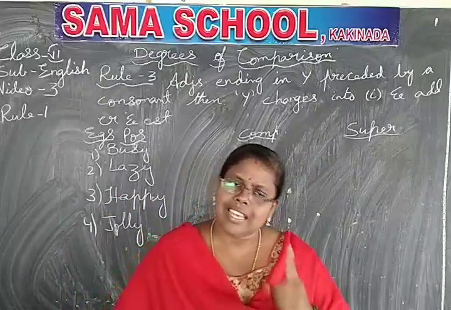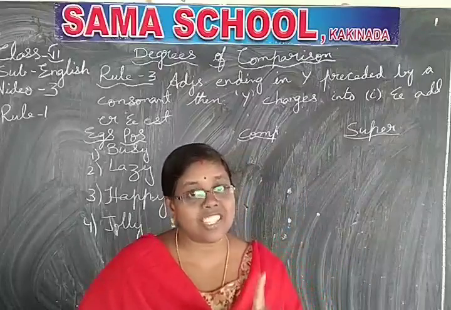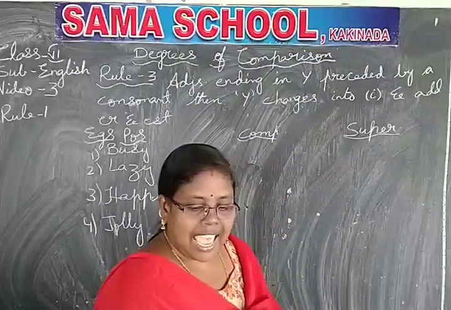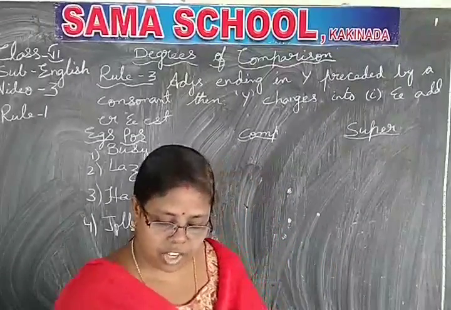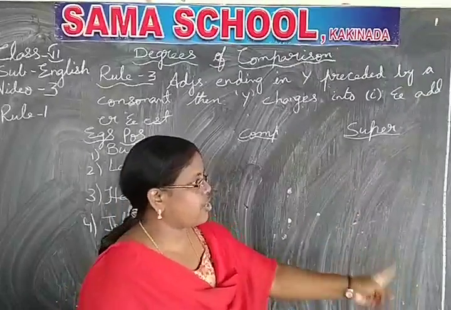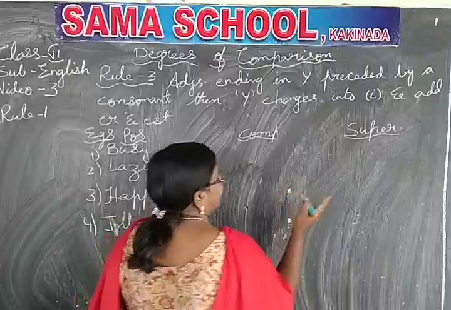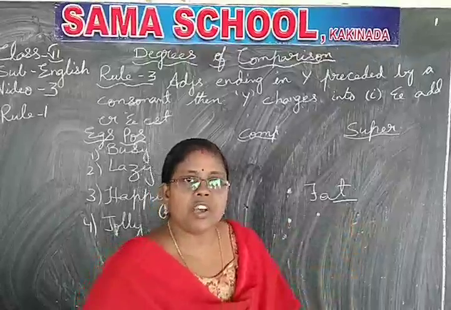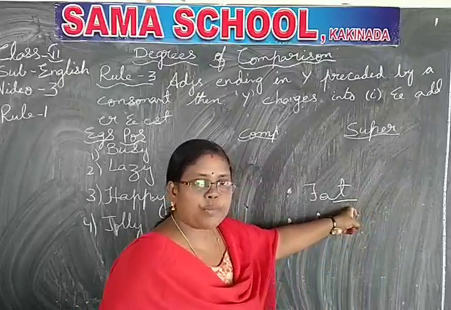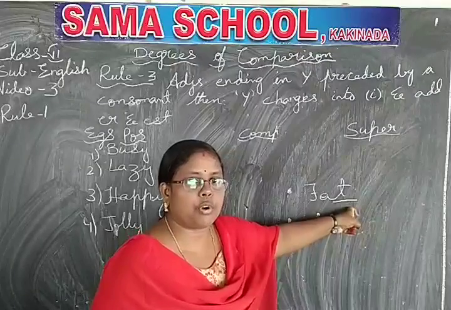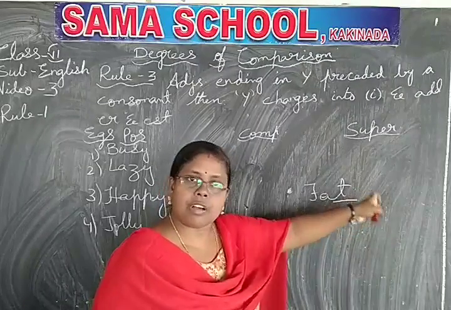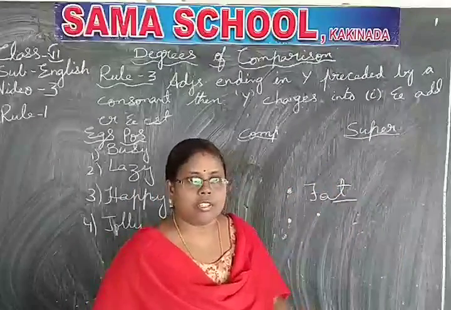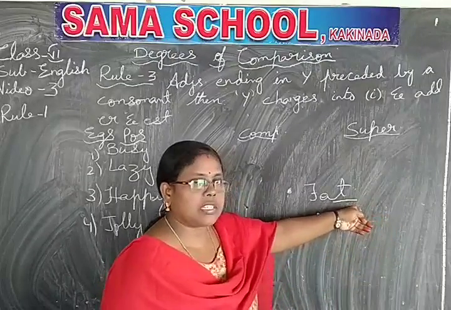Now second rule, again that adjective should be one syllabic only. But the ending letter should be a consonant. One example I'll give you. Fat. T is a consonant, isn't it? Last letter should be a consonant. Consonant and vowels, you know, no? A, E, I, O, U are vowels. Leave those 5 vowels and the rest 21 are consonants. That last letter should be a consonant.